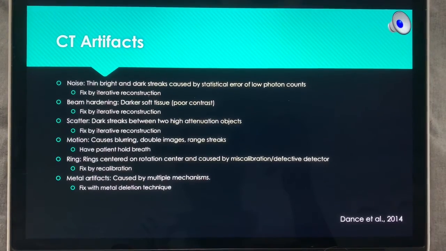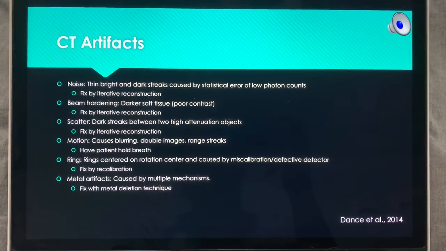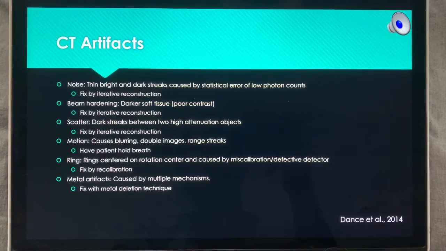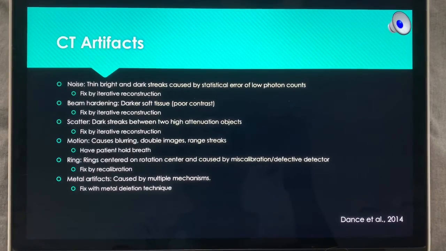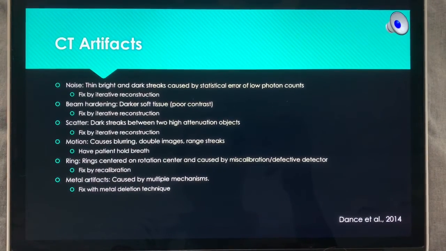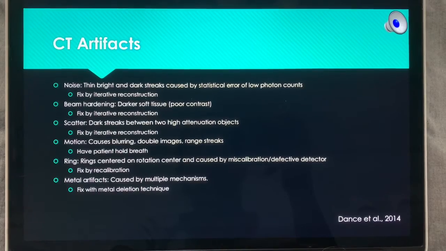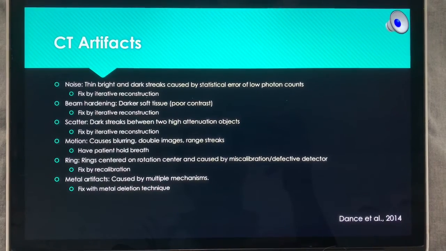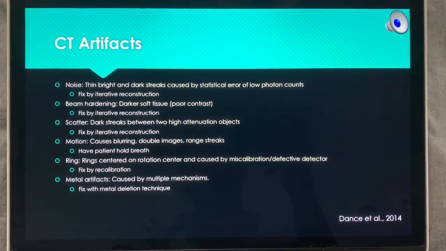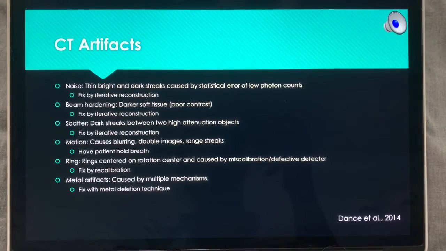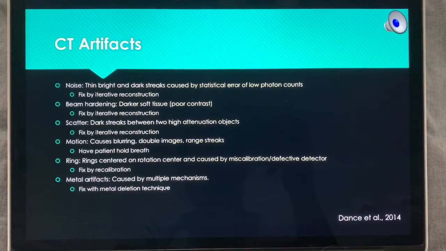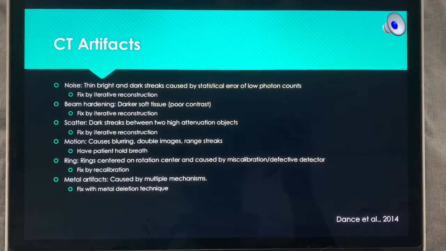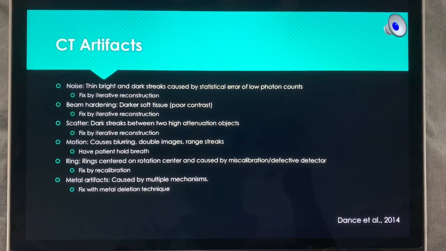The types of artifact that can occur are as follows. Streaking, which is generally due to an inconsistency in a single measurement. Shading, which is due to a group of channels or views deviating gradually from the true measurement. Rings, which are due to errors in an individual detector calibration. And distortion, which is due to the helical reconstruction.